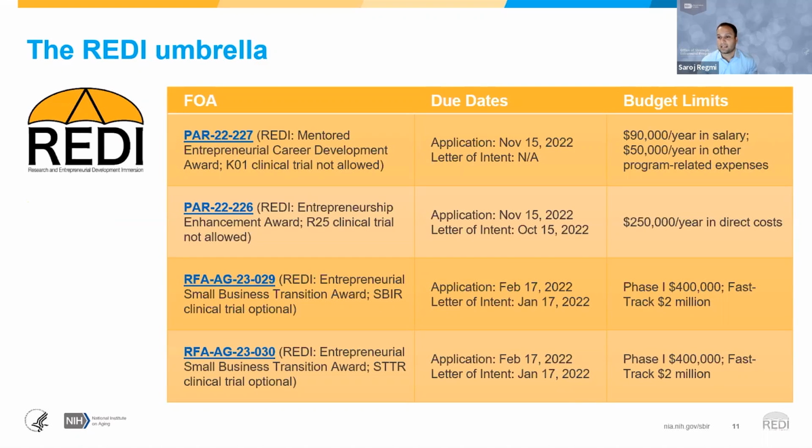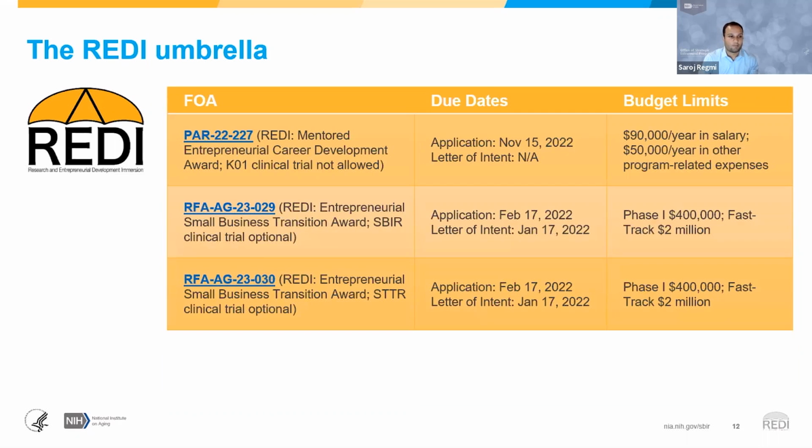The first one is a K01. This is for postdocs that are thinking about entrepreneurship. The second one is an R25, which is for course development. And the final two are SBIR and STTR awards, respectively. For this portion of the talk, for the first hour, I'll be focusing on the K01 as well as the SBIR and STTR award, just to give you a flavor of these programs, for you to determine what would be the best fit as you're thinking about an entrepreneurial training program.